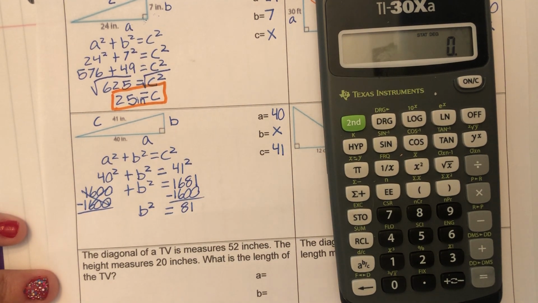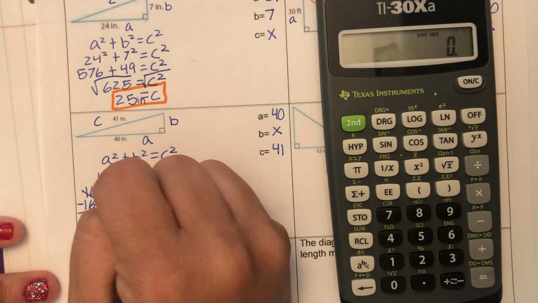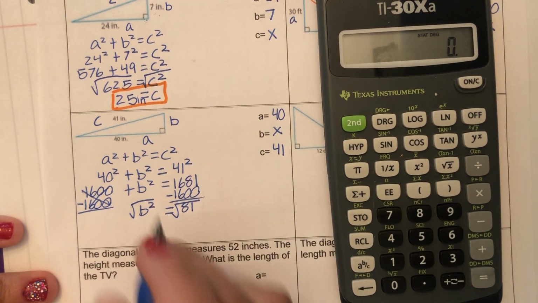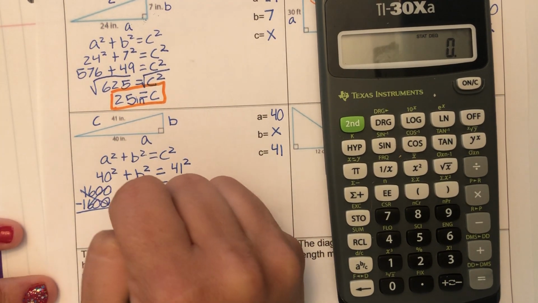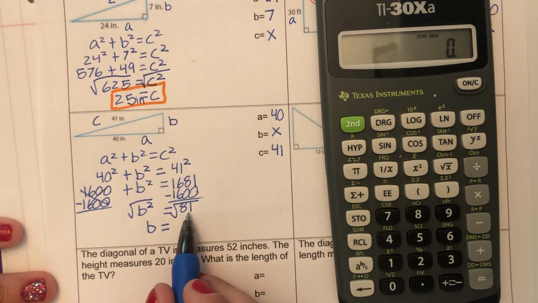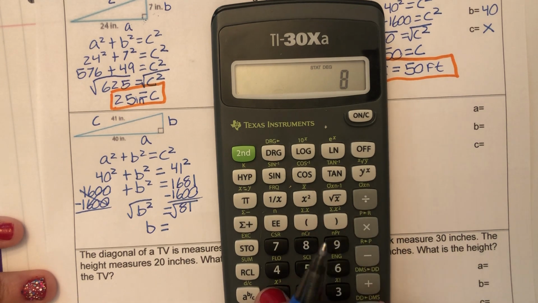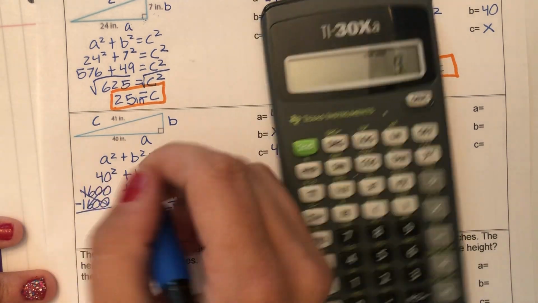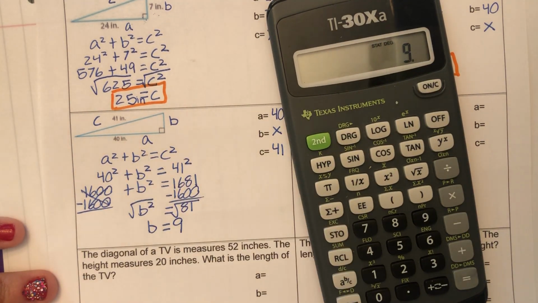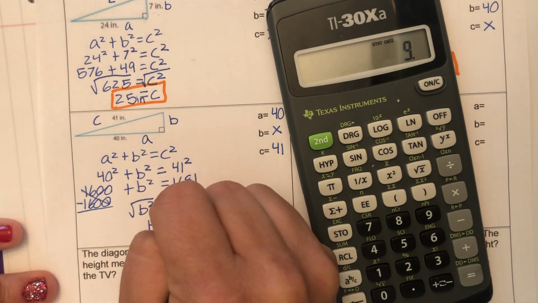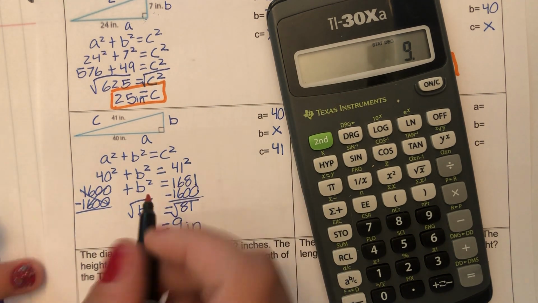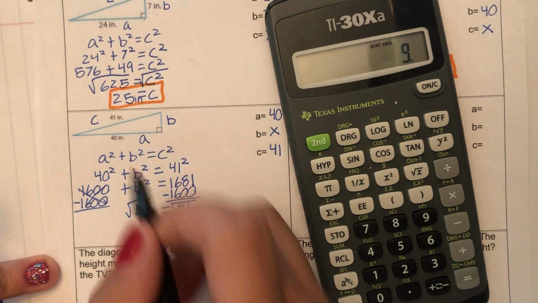Last step, take the square root of both sides. That undoes this and leaves us with just B equals the square root of 81, and that's 9. And our units is inches. So side B is 9 inches.